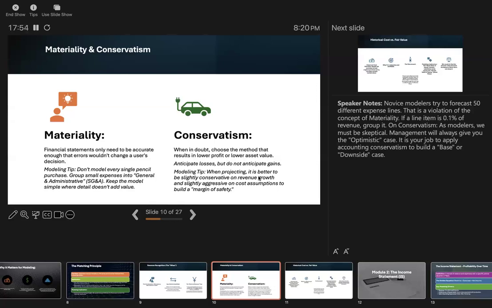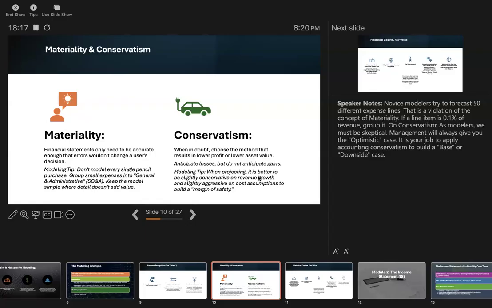Here, the modeling tip is don't model every single pencil purchase. Group small expenses into general and administrative. Keep the model simple where detail doesn't add value. As we get into modeling, you'll be able to see how we use these principles effectively.